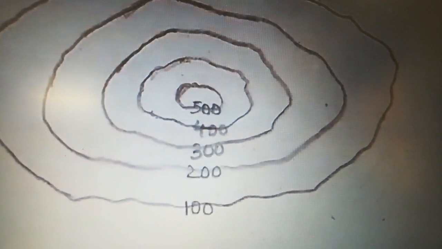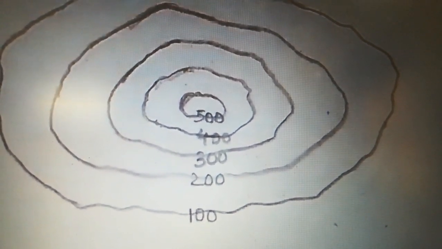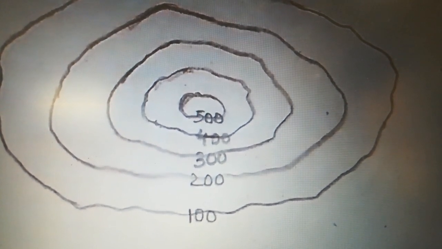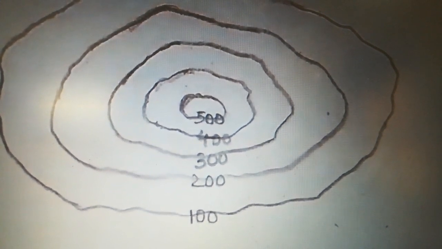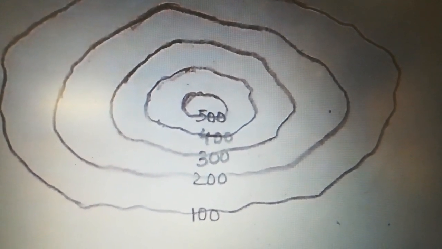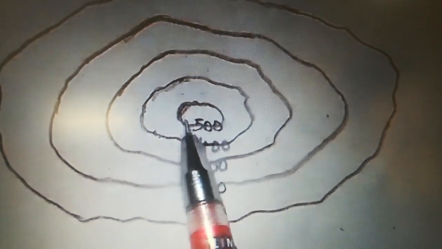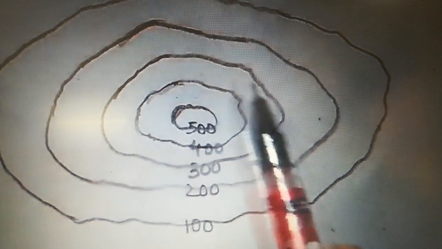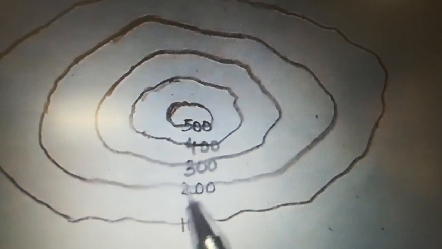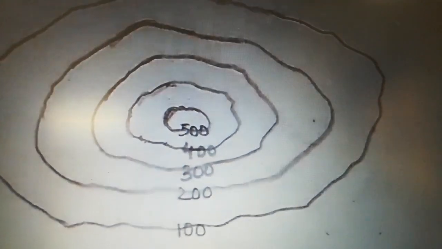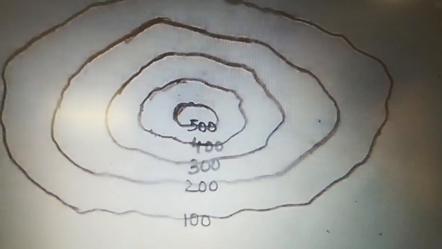See, let me tell what a conical hill is once again. A conical hill rises almost uniformly from the surrounding land. See here, all the circles are at uniform distance: 100, 200, 300, 400. Here you can see uniform height. This is a conical hill.